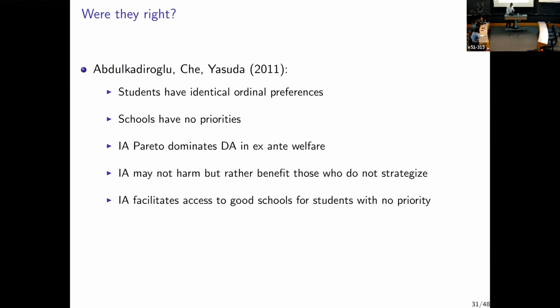And they have another argument that even if you include priorities, IA, that is immediate acceptance, facilitates access to good schools for students with no priority. And this is again because some students that don't have priority in a particular school are going to basically say, okay, I'm not going to rank this school that is good, leaving more space for people that really like that school to rank it first. So there is some sorting, where people self-select out of competitive schools by not ranking them first, okay?